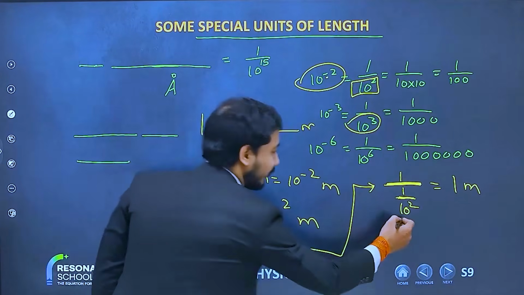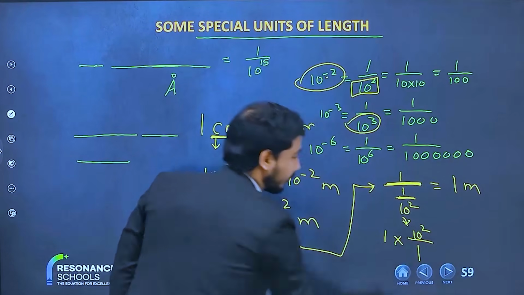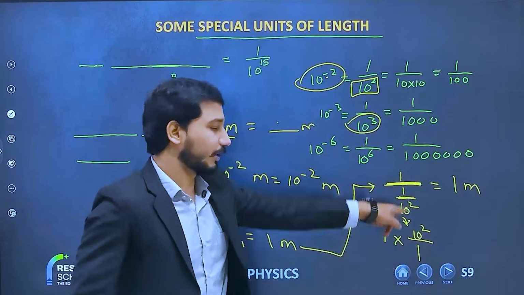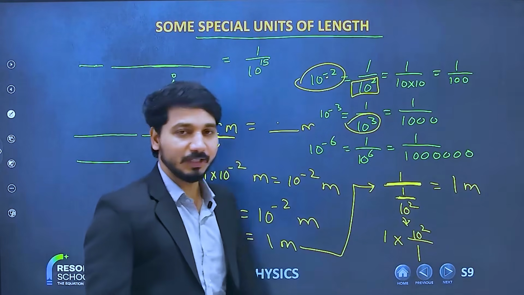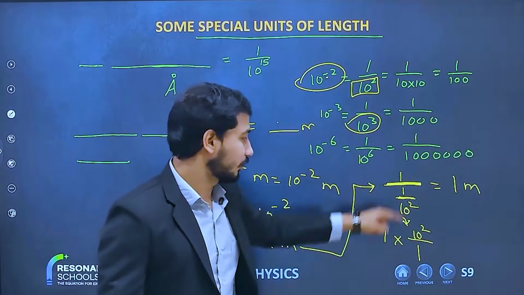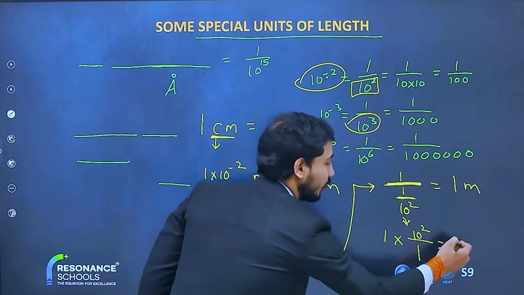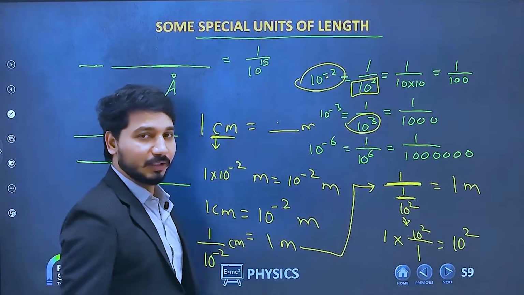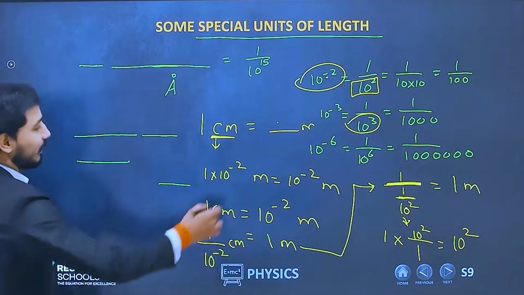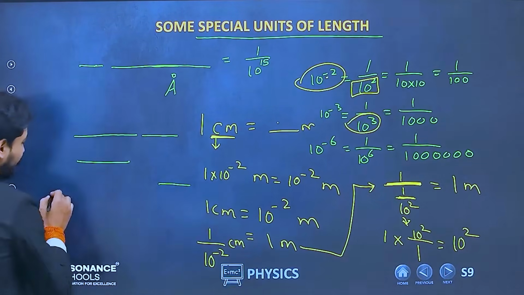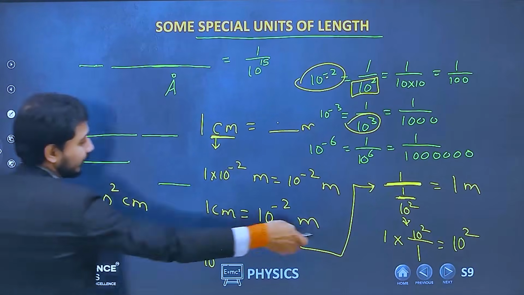This can be written as, see, 1 into 10 to the power 2 by 1. This will be reciprocated, so this denominator will come into the numerator. Now it becomes numerator. 1 into 10 to the power 2 will give us only 10 to the power 2, right? So this is the process by which we reach the conclusion. This 10 to the power minus 2, so in 1 meter, we have 10 to the power 2 centimeter. This is what our answer is.